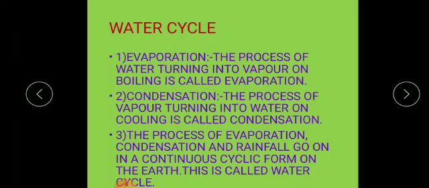Let's just once see the water cycle. Evaporation, the process of boiling of water. When water gets boiled up, it gives us water vapor. On boiling, it is nothing but evaporation. And when the same water vapor gets cooled down to again give us water in the form of rain, that cooling process is nothing but condensation. And the combined process of evaporation, condensation and rainfall, when it goes on and on continuously in nature in a cyclic form, it is nothing but the water cycle.